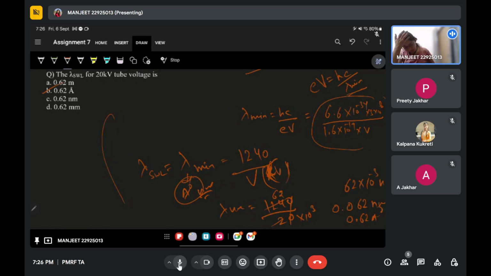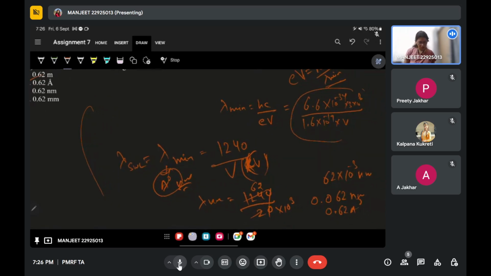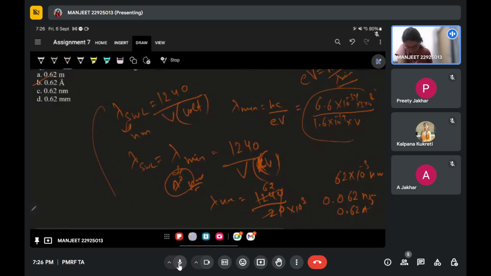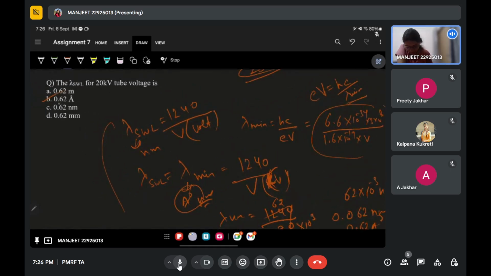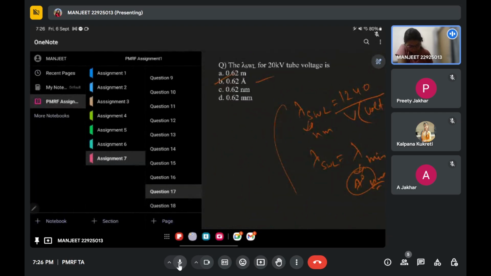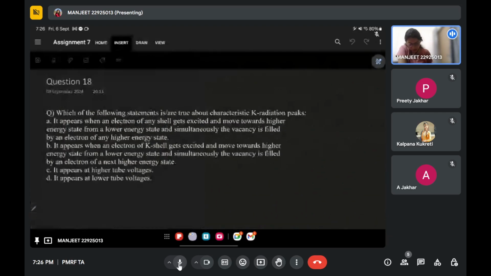Check the calculation here. I'm just denoting this lambda SWL will be 1240 divided by the voltage. This is voltage in the volt here. Electron volt we have already calculated, and this will come out in the term of the nanometer. Once you substitute this value, you will find out this wavelength will be just 0.62 angstrom. Okay, so this is all about question number 17. Let's move to question number 18, and that is the last question of this assignment.